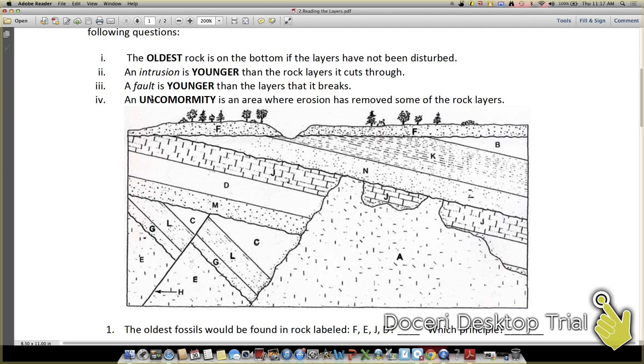Principle number 2 says, an intrusion is younger than the rock layers it cuts through. Therefore, the rock layers must be what than the intrusion? Older than the intrusion. The rock layers that have been affected are older than the intrusion. Number 3 says, a fault is younger than the layers it breaks. Therefore, the layers broken by the fault must be older than the fault. An unconformity is an area where erosion has removed some of the rock layers.